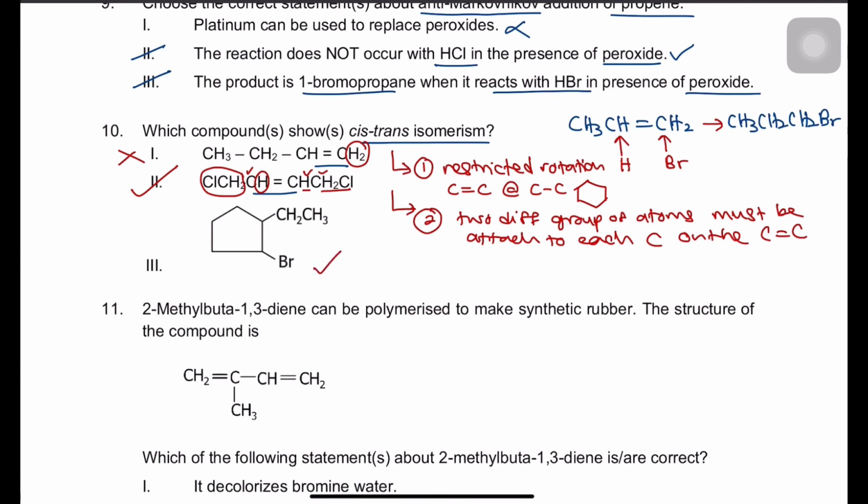Next, the last option here. Do we have restricted rotation? Yes, this is a cyclic compound with all carbon-carbon single bonds. Looking at these two positions over here, yes, they do have two different groups of atoms attached. Please remember this is a skeletal structure, so there are hidden hydrogens present. Write them out and convince yourself that there are two different groups of atoms attached. So the answer for 10 would be 2 and 3.